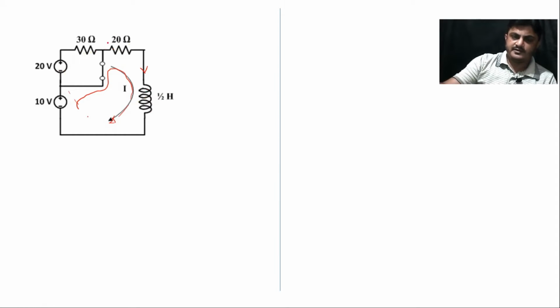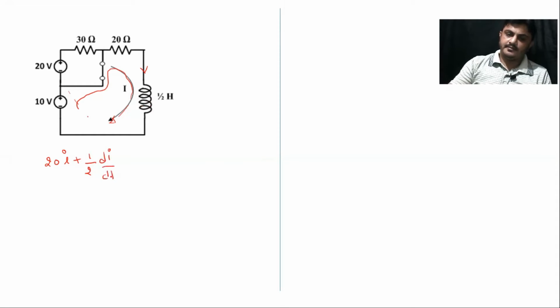Let me start with this point, the 20 ohm resistance, multiplied by the current I plus. What about the voltage drop across the inductor? It is L di by dt. The value of L is given, that is 1/2, so it is 1/2 di by dt minus 10. If you take minus 10 to the right hand side, it becomes plus 10. So we never require this particular part of the circuit.